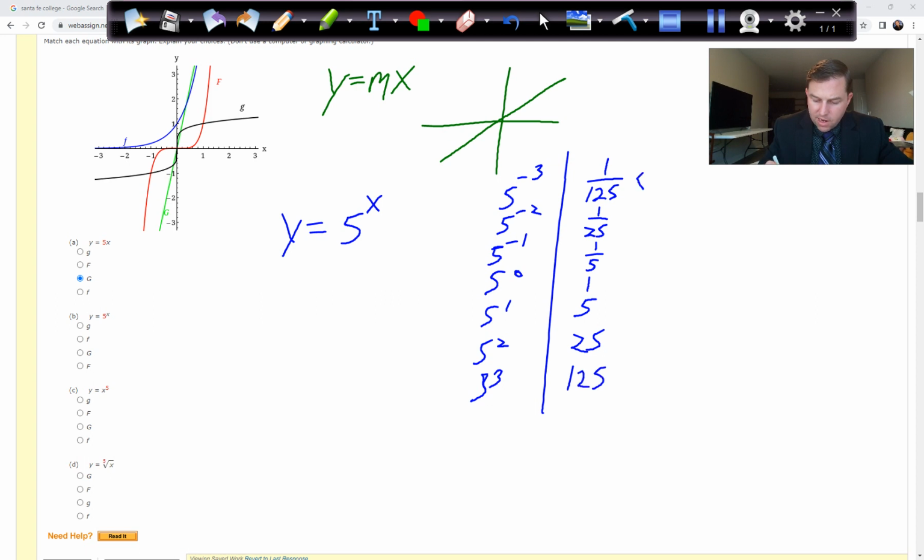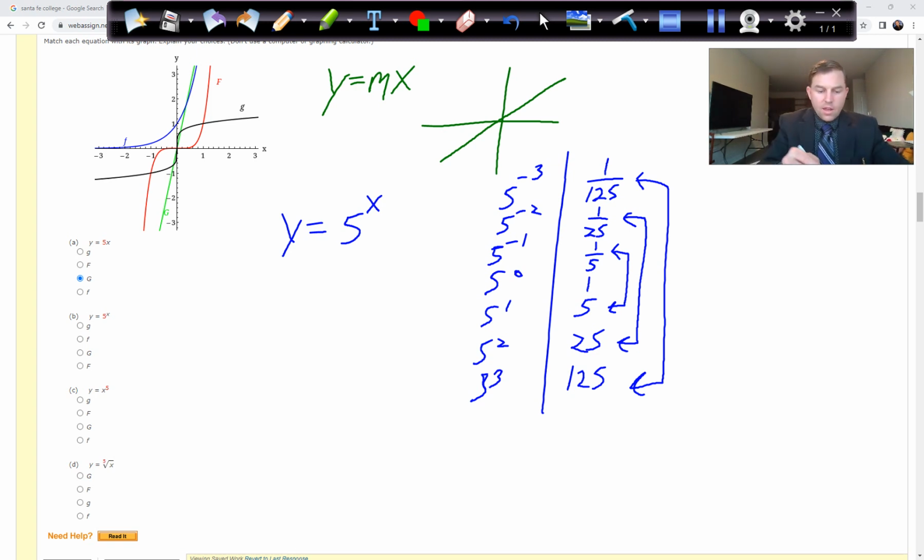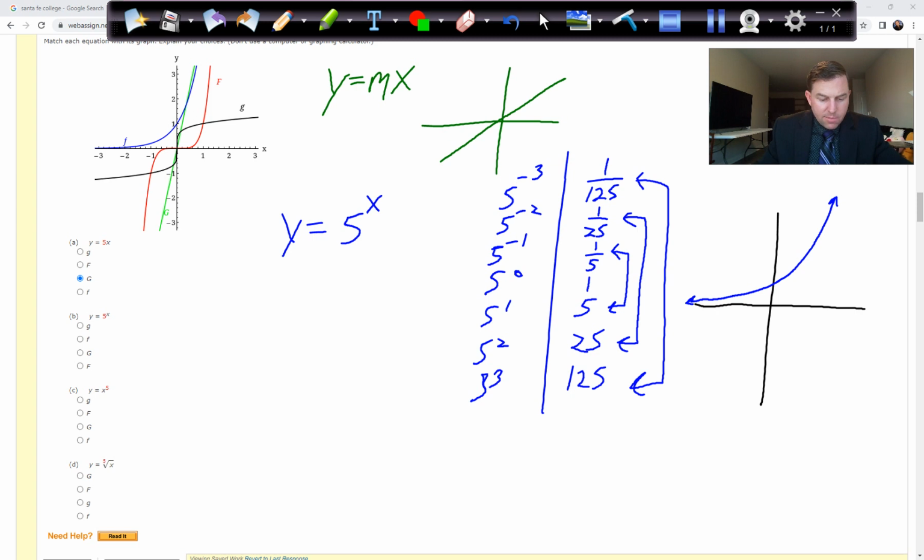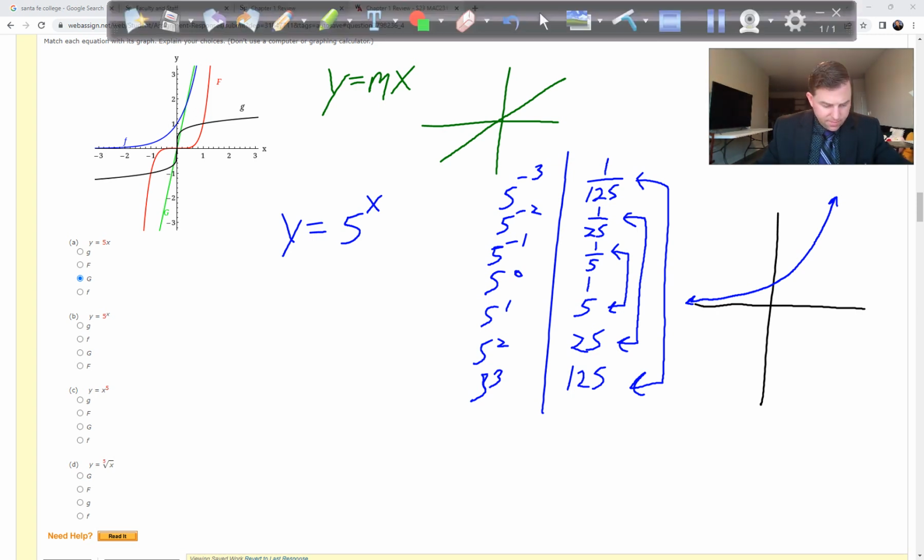Now you will see a pattern here: negative 3 and positive 3 are reciprocals, negative 2 and positive 2 are reciprocals, negative 1 and positive 1 are reciprocals. The way this shows up on the graph is it will be very, very small when x is negative. It will go through 1 when x is 0, and then it will climb very quickly. So if you look, and I actually got the color right just by happenstance, it is the blue line, it is f.